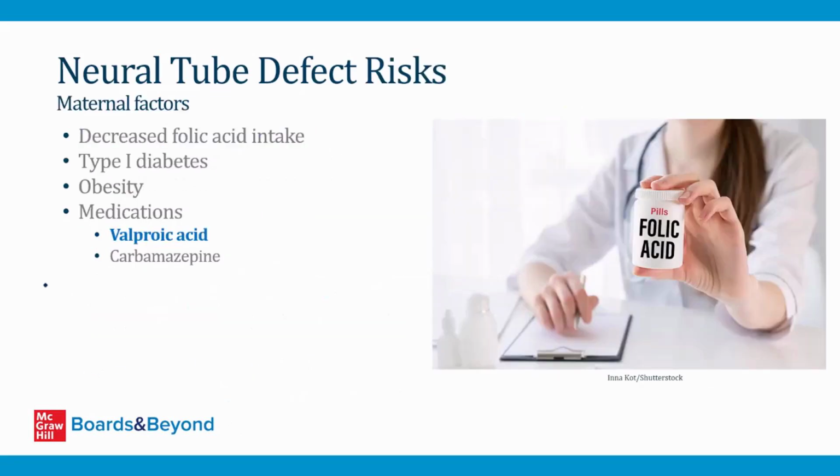The risk of developing a neural tube defect in a baby is related to a couple of factors in the mother during pregnancy. The biggest one to be familiar with is decreased folic acid intake. We tell women who are pregnant to take folic acid vitamin supplements, and that's because we want to reduce the risk of neural tube defects, which are more likely if the woman isn't taking enough folic acid in her diet.